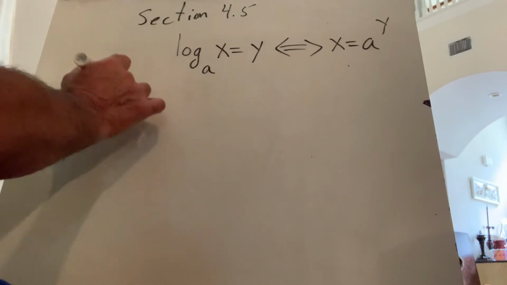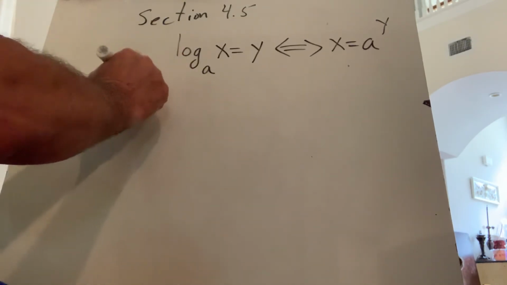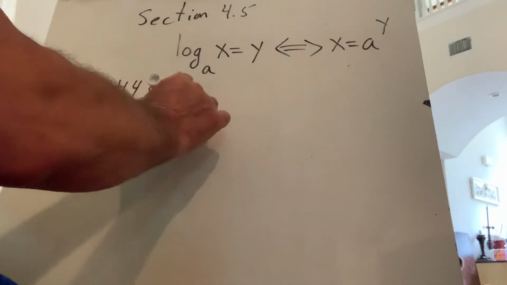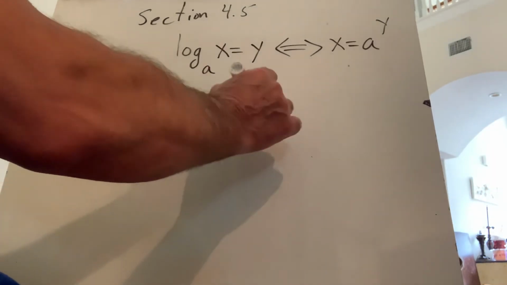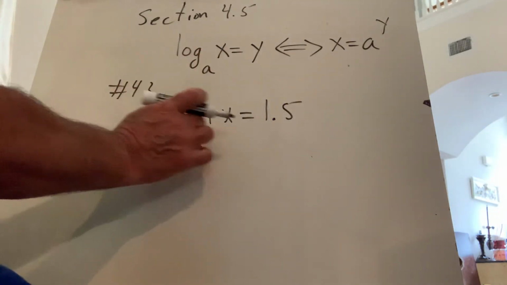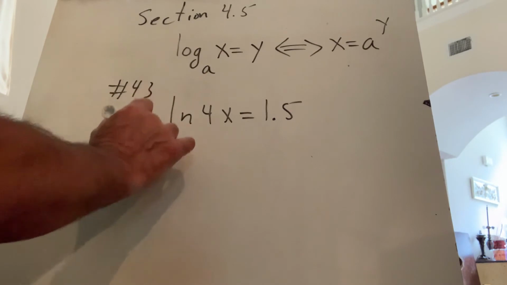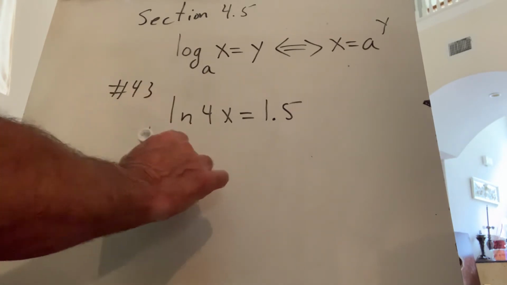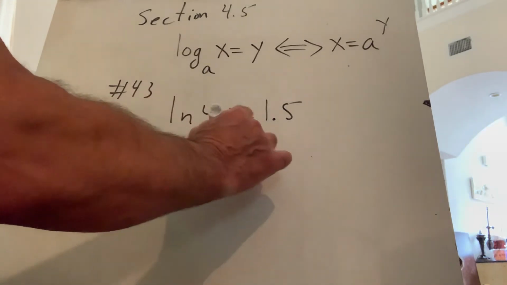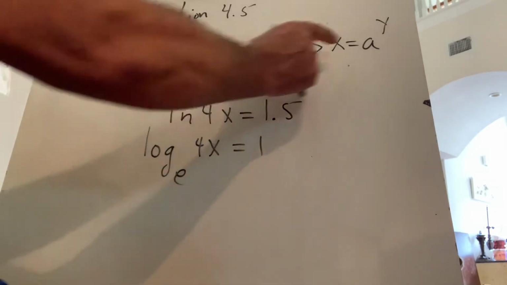So our problem number 43 says natural log of 4x equals 1.5. Now, as we learned in section 4.4, natural log is a short name, or nickname, for log base e. In this case, you might want to write its long name so you can make your transition easier from logarithmic to exponential.